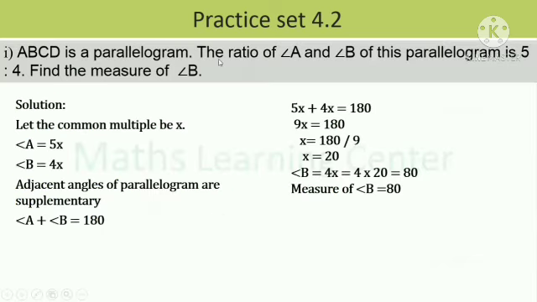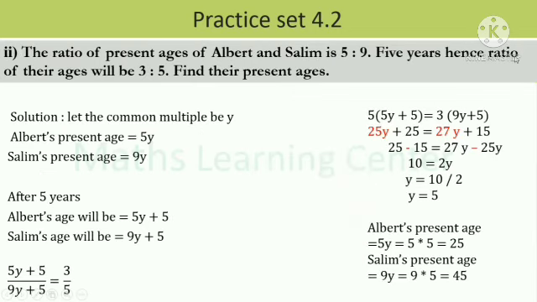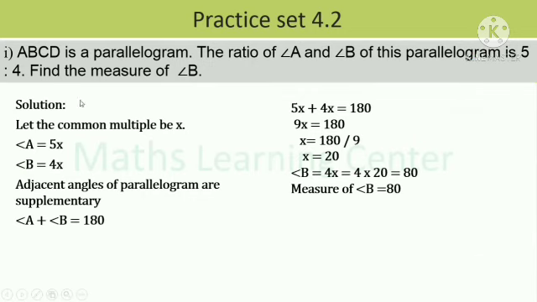Okay. So the ratio of angle A and angle B. Angle A and angle B are adjacent angles, so we are going to use the adjacent angle property of parallelogram. And what is the ratio? The ratio given is 5:4. So write the question first. Let the common multiple be x. Whenever a ratio is given, you can use a common multiple. So angle A will be 5x and angle B will be 4x.